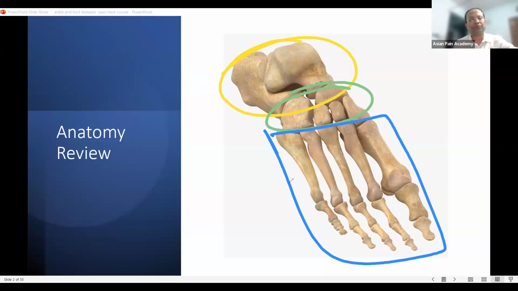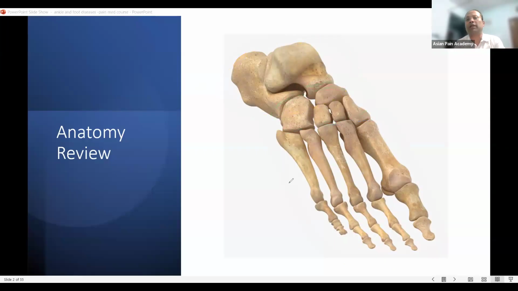So how is this hind foot formed? Hind foot is formed by two tarsal bones. One is talus and one is calcaneum. So this one is talus and this one is calcaneum. Remember it in this way: just in front of the talus, the bone which is there is the navicular bone. And in front of the calcaneum, the bone which is there is called cuboid.